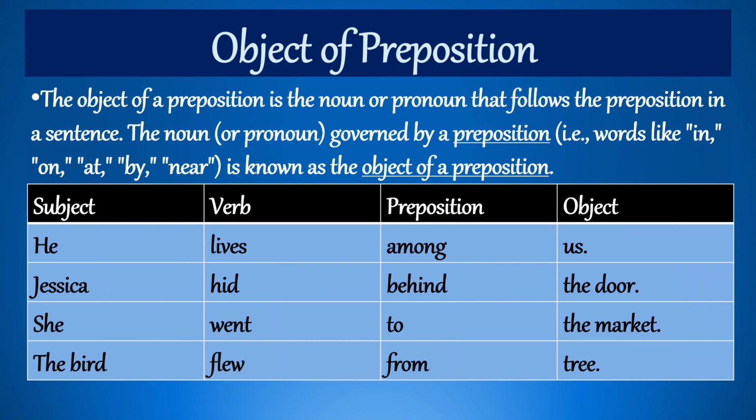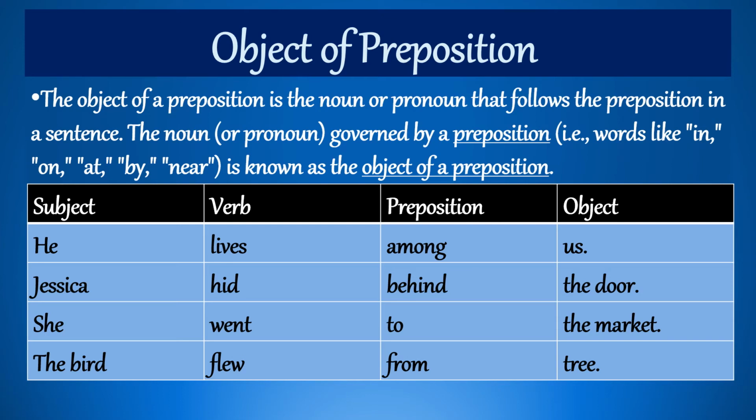We have now the third type of object, that is object of preposition. The object of a preposition is the noun or a pronoun that follows the preposition in a sentence. The noun or pronoun governed or affected by a preposition is known as the object of a preposition. Prepositions are words like in, on, at, by, near, inside, outside, etc.